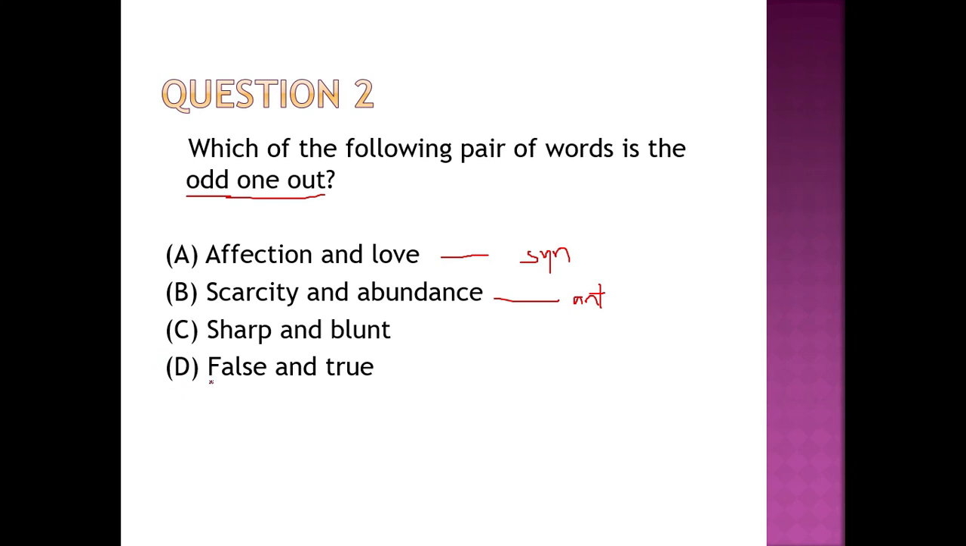Let's see if we know what the relationship between the pair of words at D is, and then we will know what our answer is, right? D, false and true. This is clearly a pair of antonym. They have opposite meaning, right? It's either something is false or it is true. They mean totally opposite. So by default this is a pair of antonym. And so the answer to our question, the odd one out, is A, the pair of synonym, affection and love.